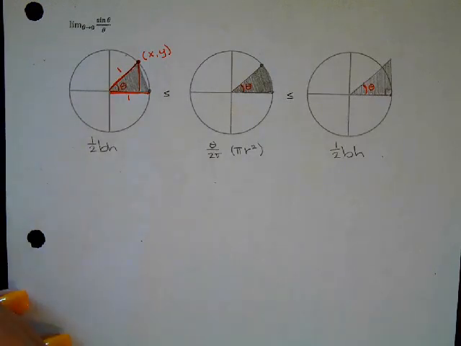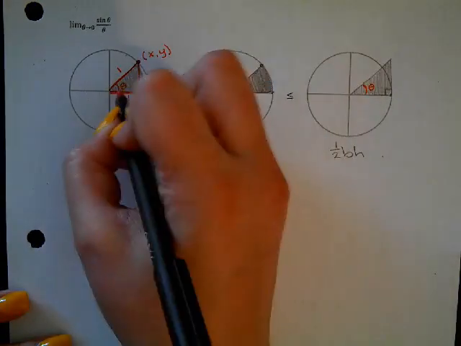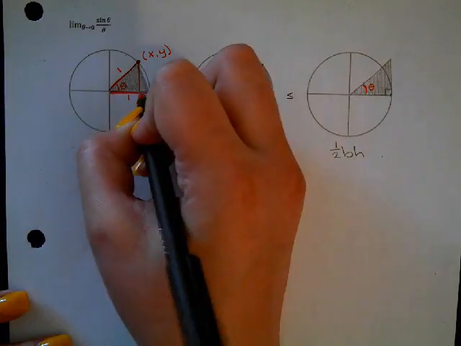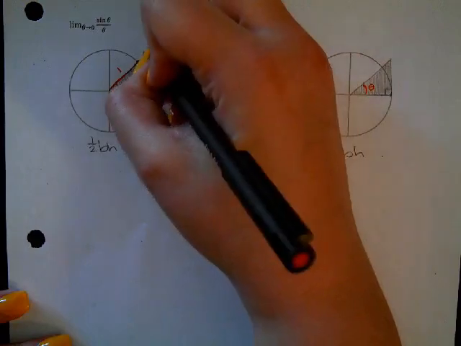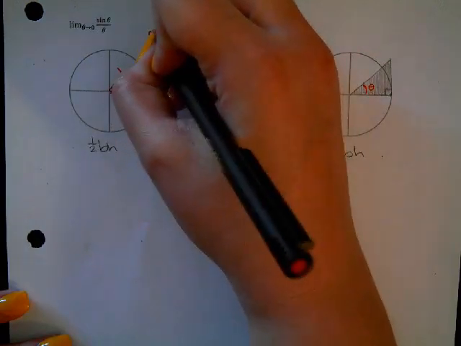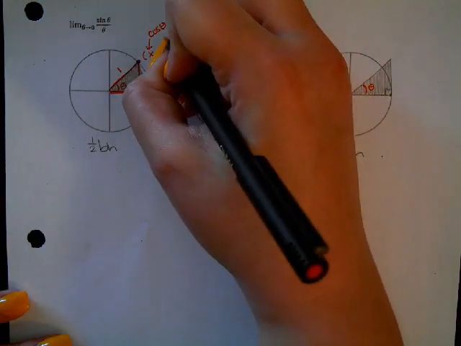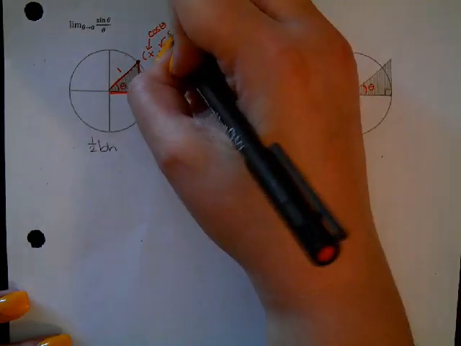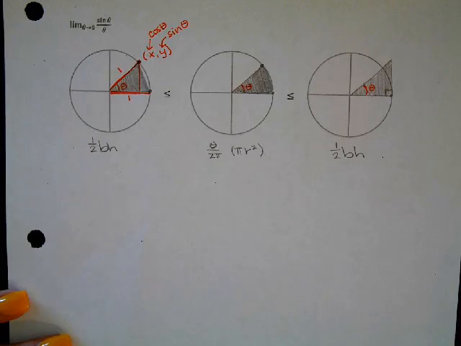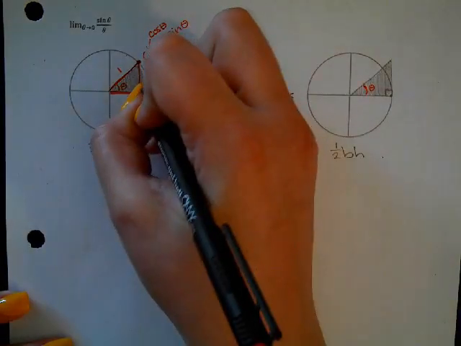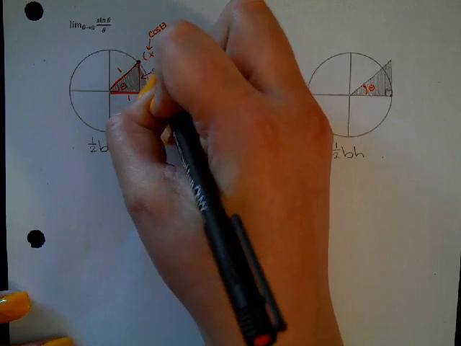Now we have the y coordinate of this point. We have x corresponds to cos, right? We're thinking of the unit circle. What does the y correspond to? Sine, okay. And you guys can see that the y coordinate is also corresponding to the height of that triangle. Would you guys agree with that? So the height of this triangle is going to be sine theta.